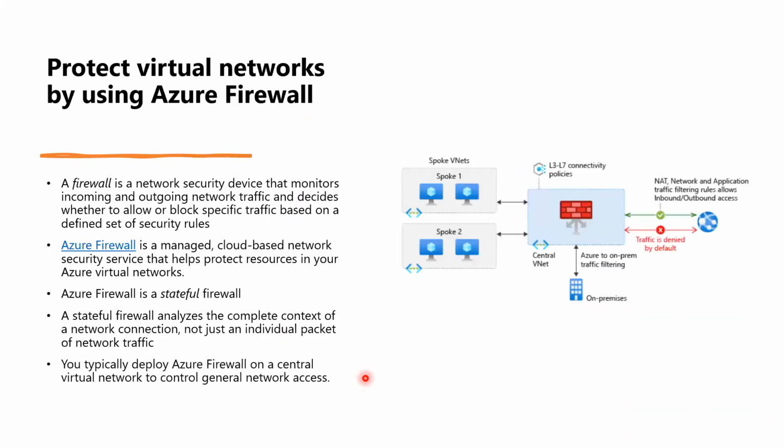Then comes your very first thing, called protect your virtual networks by using Azure Firewall. We understand what a firewall is. It's basically a security device which monitors your incoming and outgoing traffic and decides whether it should be allowed or blocked, based on certain criteria which we set in the security rules or the policies. This is what a generic firewall does.